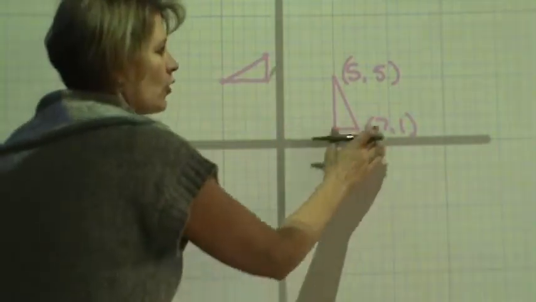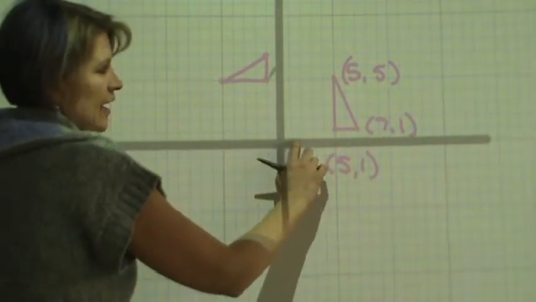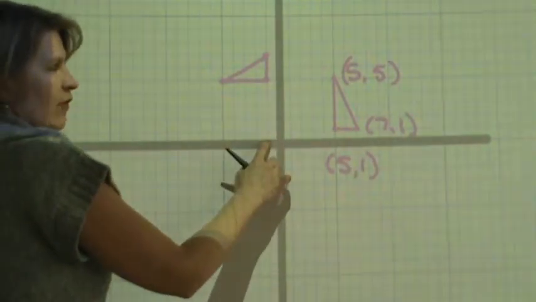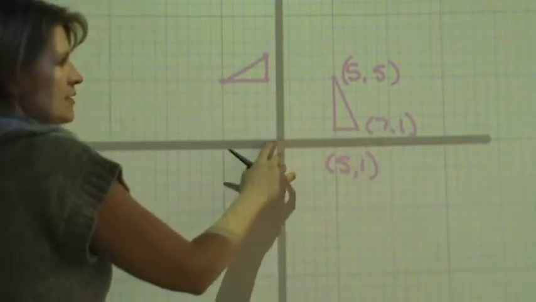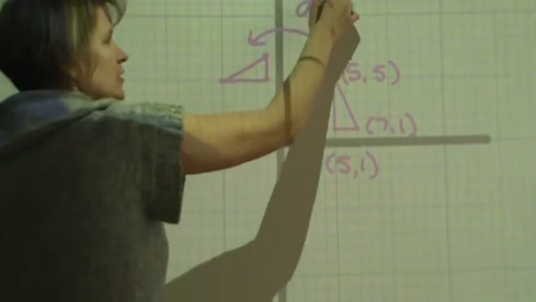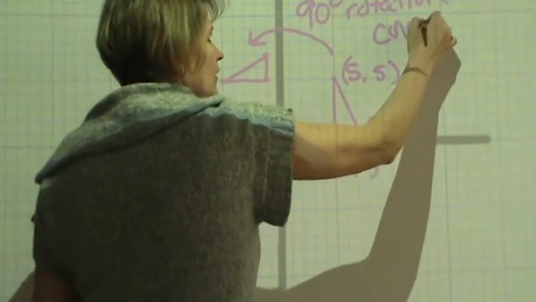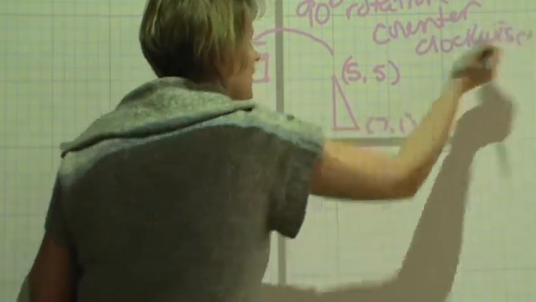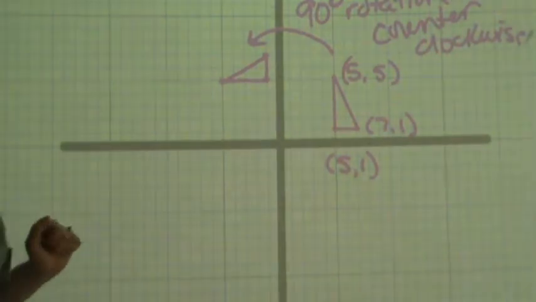I then looked at my ordered pairs. Okay, there is a little bit of a pattern here. The original point was at (1, 5), so that means this one's going to be at (-1, 5). Okay, this one's at (7, 1), so it's going to be (-1, 7). So that would be a 90-degree rotation counterclockwise.